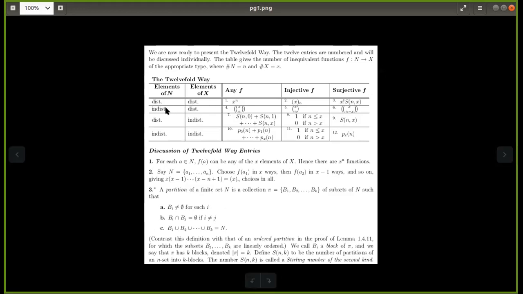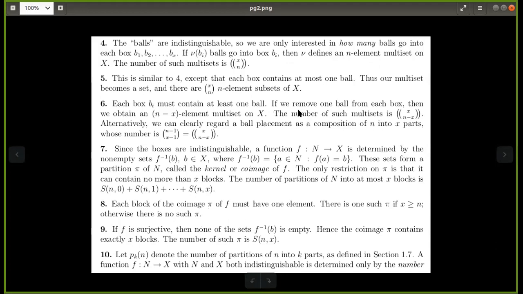So when n has indistinguishable elements and the elements of X are distinguishable, the number of such functions is X multi-choose n. And then once you understand this, injective f is X choose n. Very clearly, each box now contains at most one ball. So the multiset concept is ruled out. Now you have to bring this down to a set. Therefore, it is X choose n. Fine.